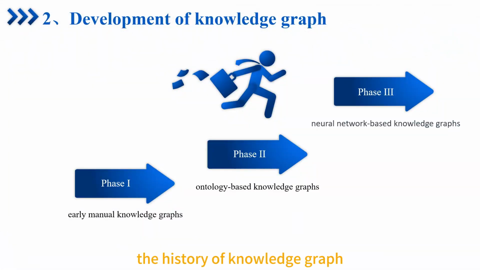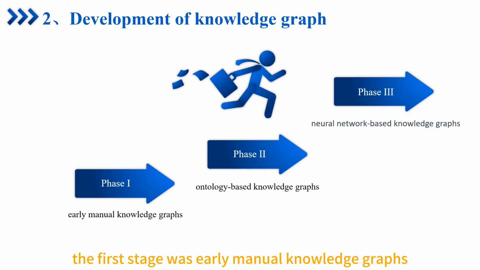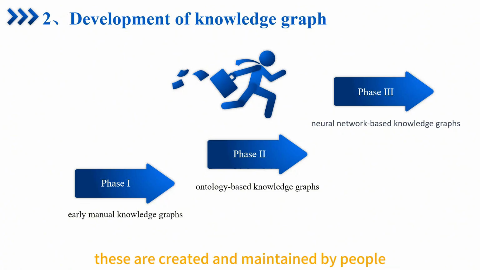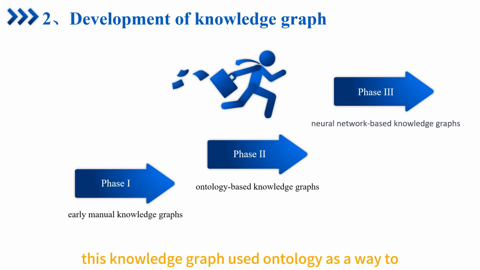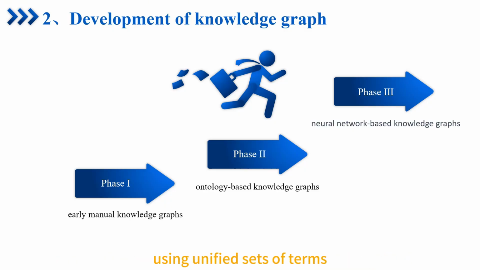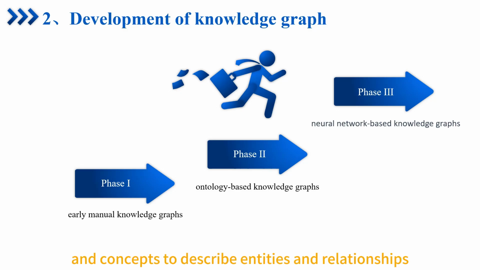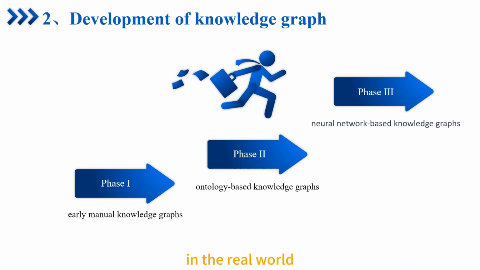The history of knowledge graphs can be divided into 3 stages. The first stage was early manual knowledge graphs. These were created and maintained by people, and were mainly used in expert systems and the artificial intelligence field, such as the CYC knowledge base and the WordNet vocabulary library. The second stage was ontology-based knowledge graphs. These used ontology as a way to express knowledge, using a unified set of terms and concepts to describe entities and relationships in the real world, such as YAGO and DBpedia.